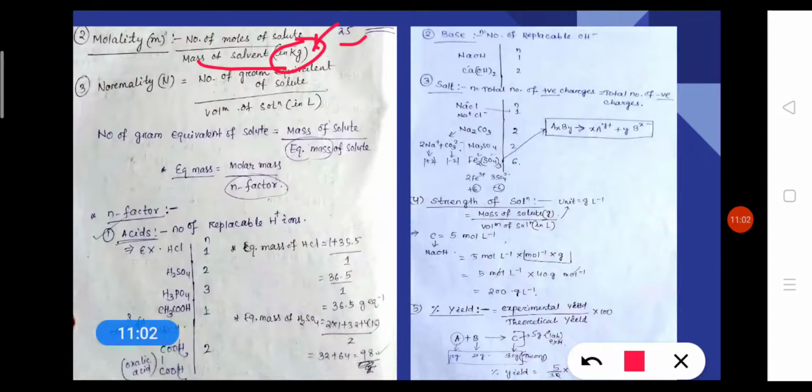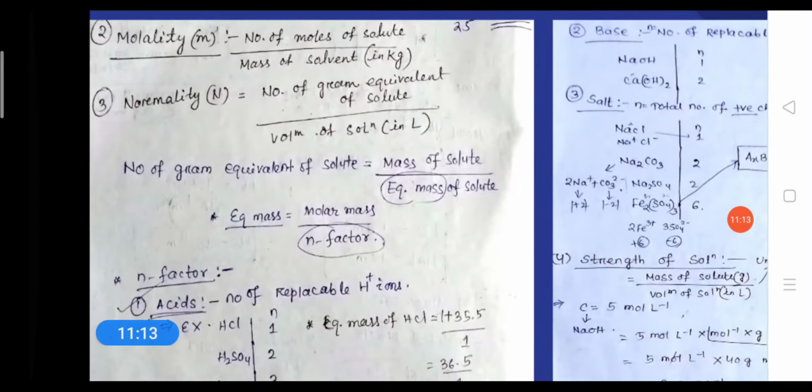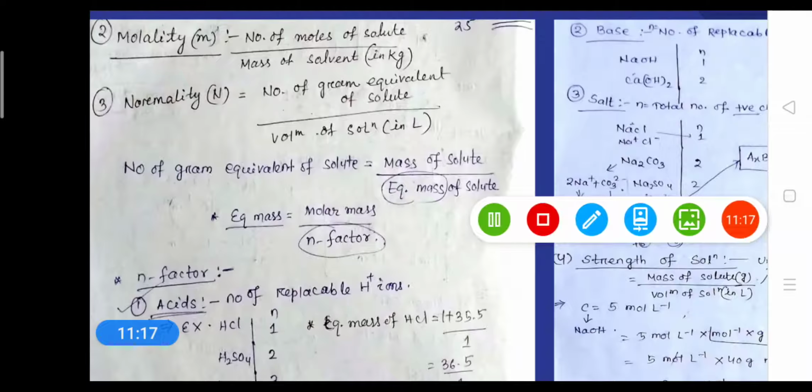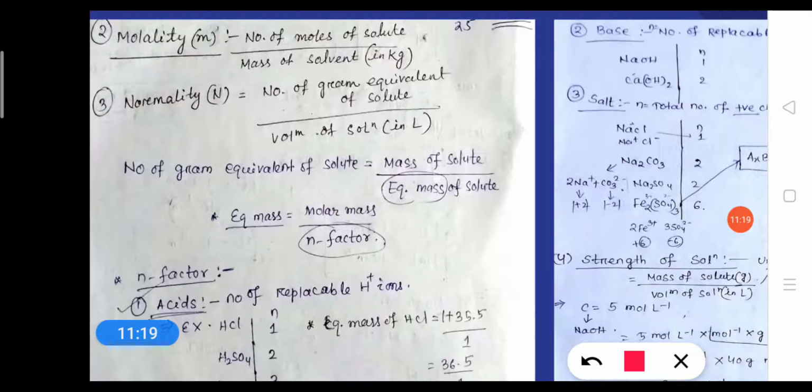After molarity and molality, the next term is normality. What is normality? Here you can see what is normality. Normality is another term of concentration. Normality is equal to number of gram equivalents of solute in 1 liter solution, that is, divided by volume of the solution in liter.